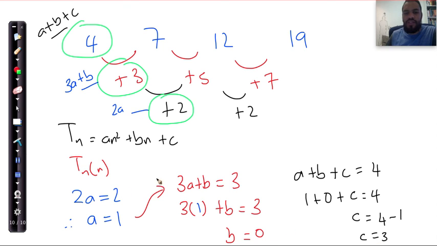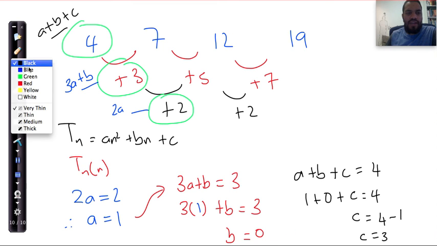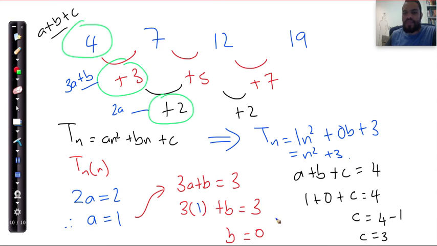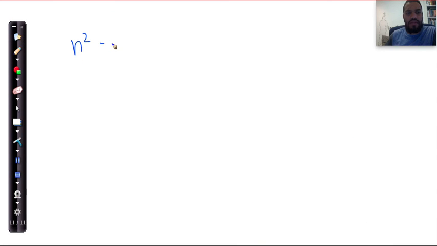Now I've got all the coefficients for this formula, and I'm going to use that to solve the equation. Tn is equal to a, which is 1, so 1n squared plus 0b, plus 3. That simplifies to n squared plus 3. Now let's see what we get if we do this. N squared plus 3, and that's our Tn.